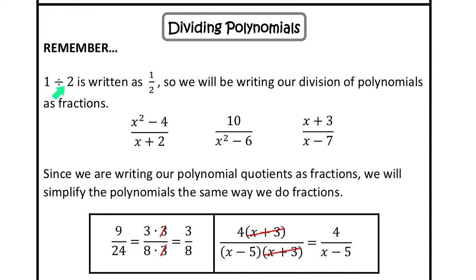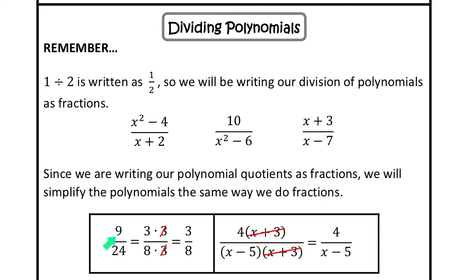When you're dividing, usually you put the division symbol, like 1 divided by 2. But you can also write it as 1 over 2. So we'll be writing the division as fractions, an expression divided by another expression, an expression on top of another. Some examples that we'll see have an expression on top divided by an expression on the bottom. Since we're writing our polynomial quotients as fractions, we will simplify the polynomials the same way we do with fractions.